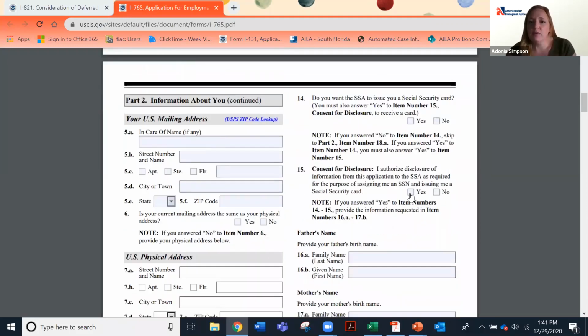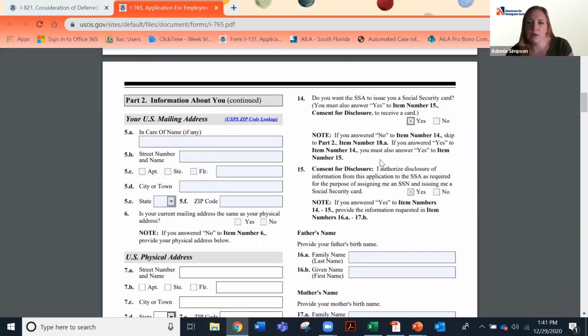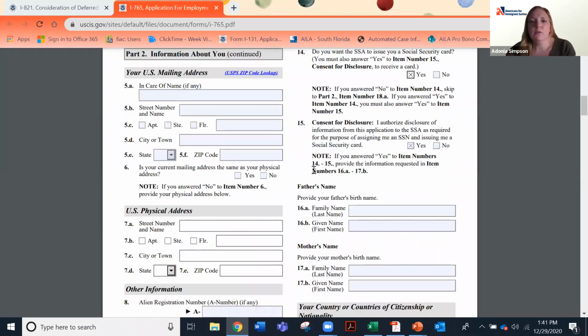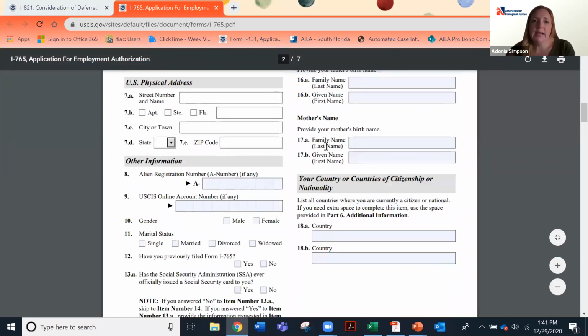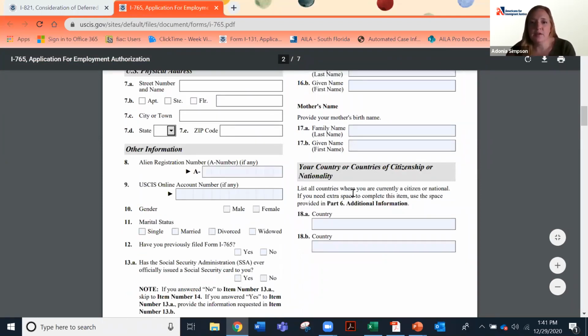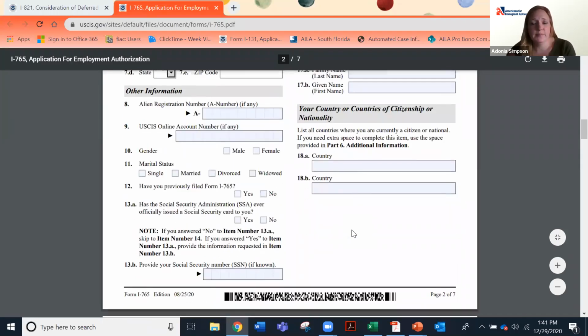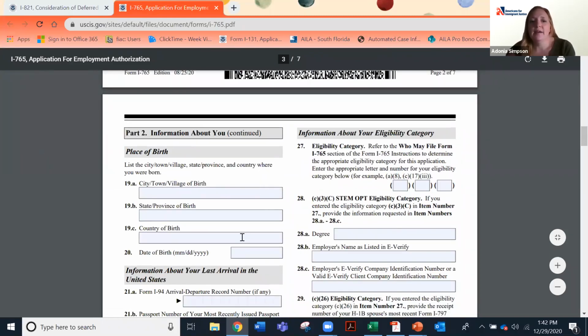So you have to authorize disclosure of this information, as I mentioned. If you don't want this to happen, you would check no. If you do want the Social Security Administration to receive your information and issue you a card, you would click yes to this, which now means that you need to provide this information for items number 16A to 17B, which is your parents' information, your mother and father's information. So if you have any concerns about providing their names, this would be something you might want to speak to an attorney about. Again, your countries of citizenship or nationality. This form allows for separate entry if you have citizenship in more than one country, and you would indicate it there. Place of birth, very similar to the I-821D, city, town, country, and date of birth.